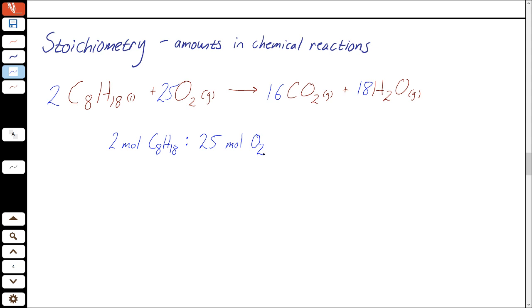That in order for this reaction to proceed fully, we need 25 divided by 2 times the amount of oxygen as octane. Of course, we can also write ratios as fractions. So another way to express this is like this, or its reciprocal. Right, something like that. So this many of this per this many of this. So it's a ratio. Let's say this reaction is actually happening for real. We're burning some octane. What happens if we've got 2 moles of octane and 20 moles of oxygen instead of 25?